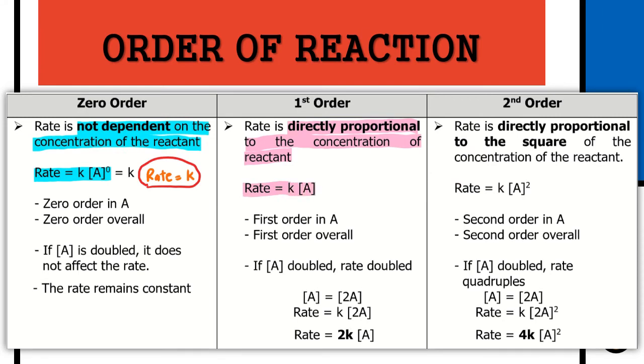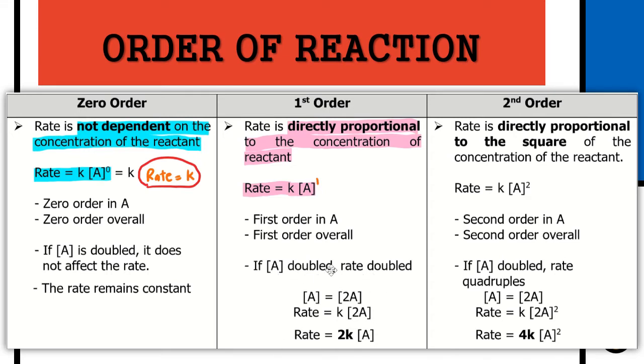So as you know here, it's concentration of A to the power of 1. So it is said that the reaction is first order in A and first order overall. So what does this affect on our rate of reaction? So if concentration of A is doubled, the rate will double.